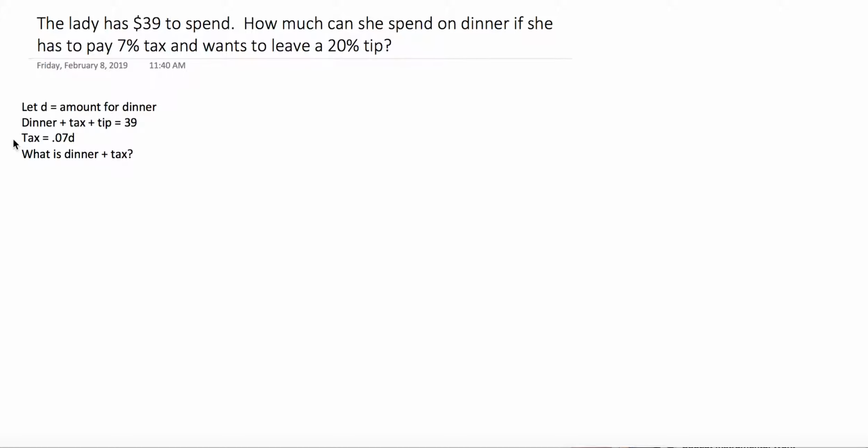So the first question is, well, what is the dinner plus the tax? So the dinner, remember, we identified as D, plus the tax of the dinner is 7% of the dinner. So her dinner plus the tax is, and there's kind of a 1 understood to be here, right? I meant that to be an equal sign. And the dinner plus the tax is 1.07D.